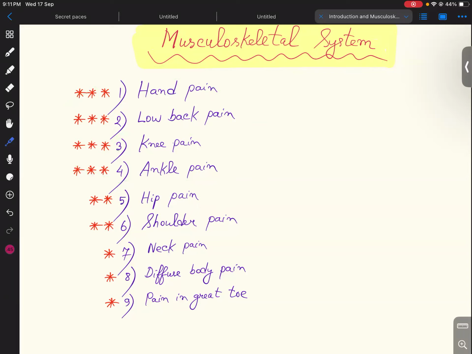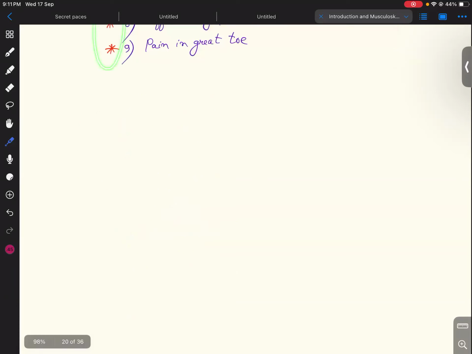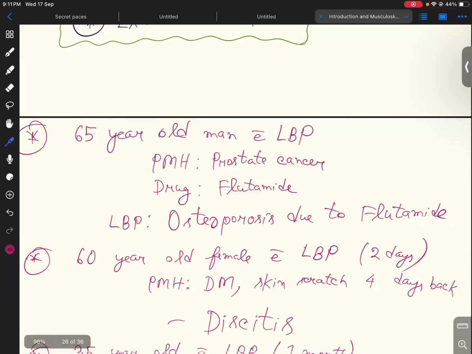Then I'm going to discuss the less important ones. First, the double star cases, then the 1 star. So there are 2 double star cases. One is hip pain and another is shoulder pain.